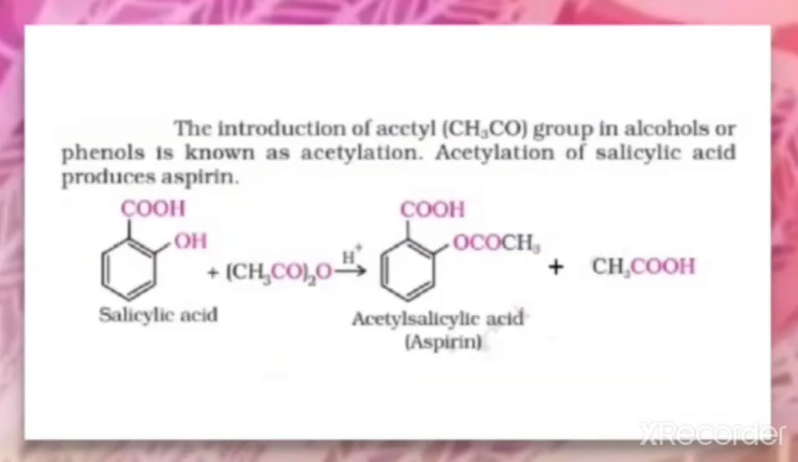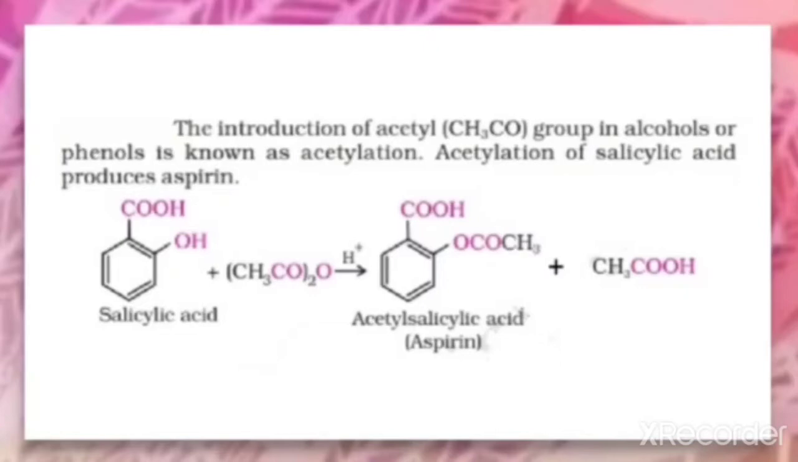The introduction of acetyl group, that is CH3CO group, in the alcohols and phenols is known as acetylation reaction. So in these reactions there is an introduction of acetyl group, that is RCO we have taken generally. So this group is introduced in the alcohols and phenols. Therefore these reactions are called acetylation reactions. So acetylation of salicylic acid produces aspirin.